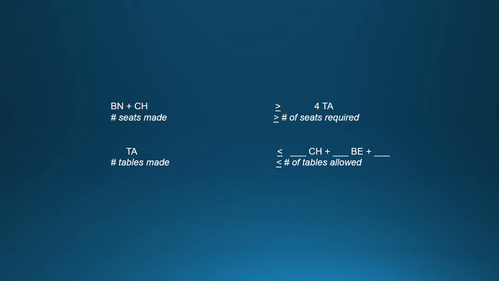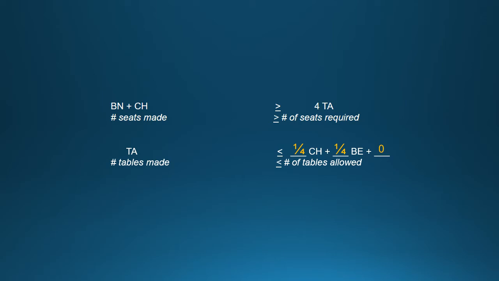But the question we're going to have to ask here is, if the variable CH goes up by 1, by how much do I increase the number of tables allowed? Well, 4 chairs would give us 1 more table, which kind of suggests that 1 chair is worth a quarter table. And by the same logic, so is a bench. No chairs or no benches would mean no tables allowed, and that would be the constant term.